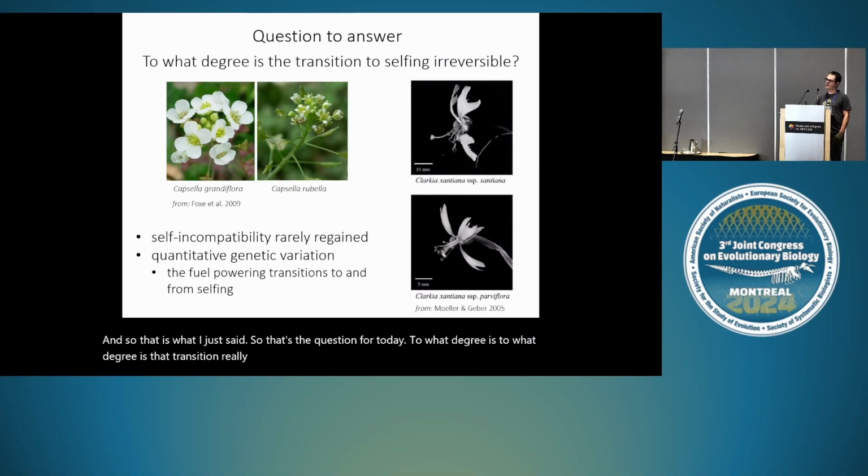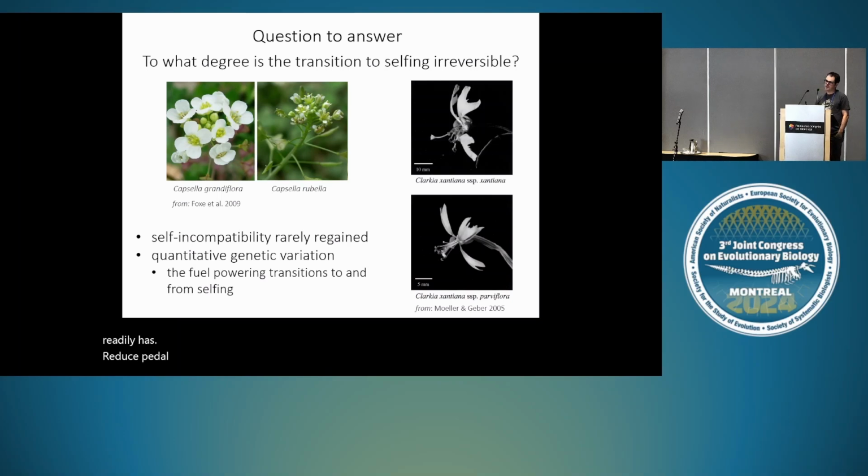And so just to convince you with some more compelling examples, I'm showing you two pairs of close relatives. On the left, these are Capsella species, where the species on the left is self-incompatible, large-flowered, needs a mate, okay, has to find a mate. And Capsella rubella on the right does not have this requirement. Selfs readily, has really reduced petal sizes.